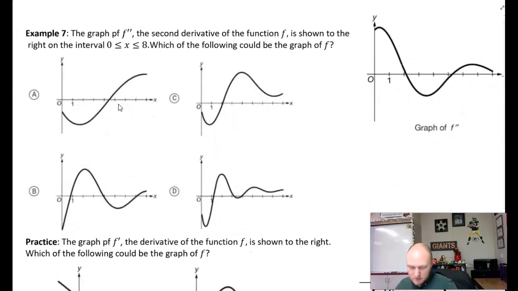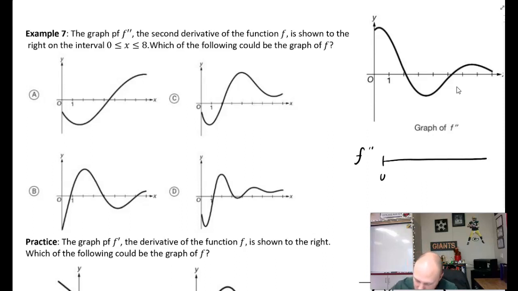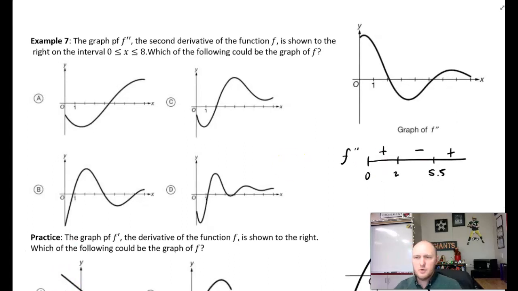Example 7. A similar setup. We have the graph of f double prime, the second derivative of the function f, shown to the right on the interval 0 to 8. Which of the following could be the graph of f? Okay, so here I have f double prime. Again, I'm going to make a sign chart just to help me interpret it the same way, starting here at 0. And at 2, we switch from positive to negative. And it looks like after 2, 1, 3, 4, 5, about 5.5, we switch back to above. Okay, I'm looking for a graph that is concave up, then concave down, and then concave up.